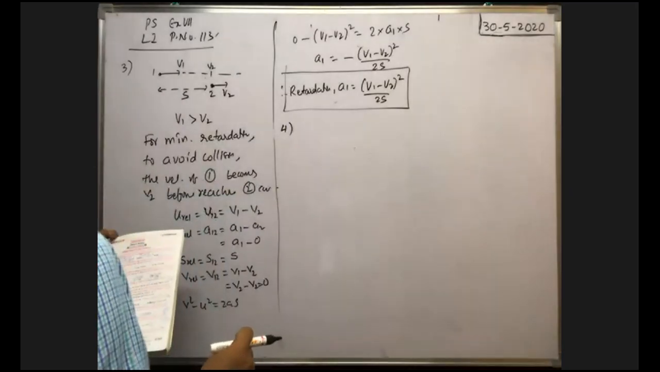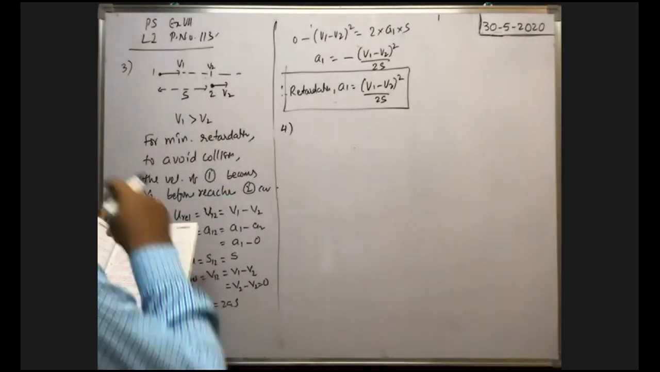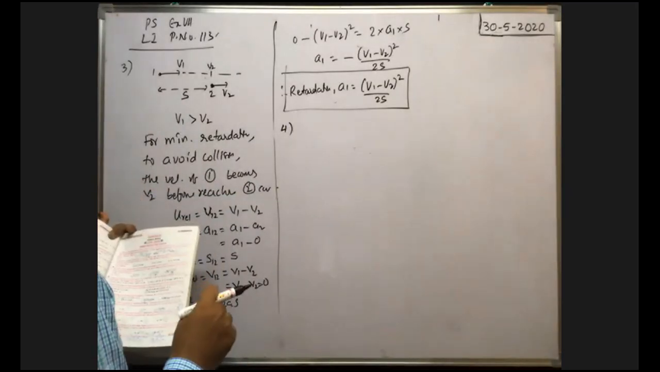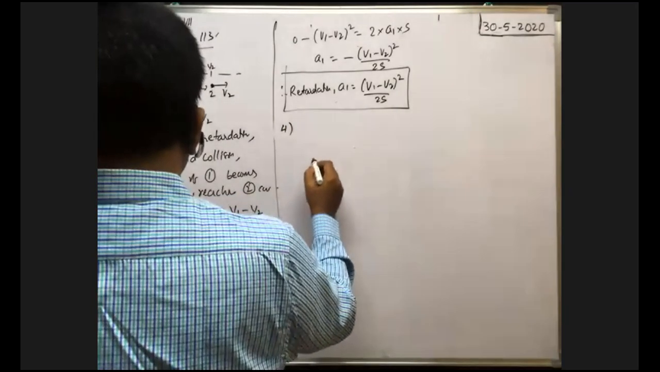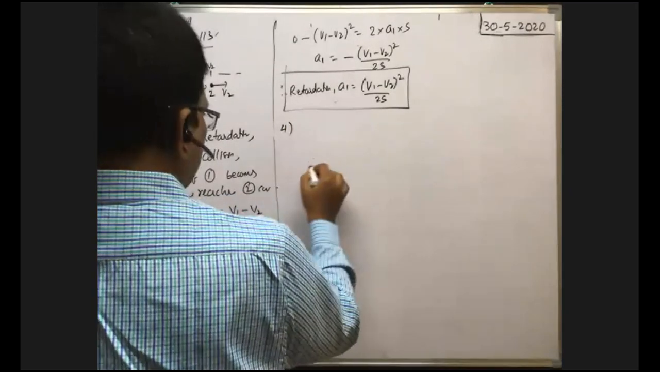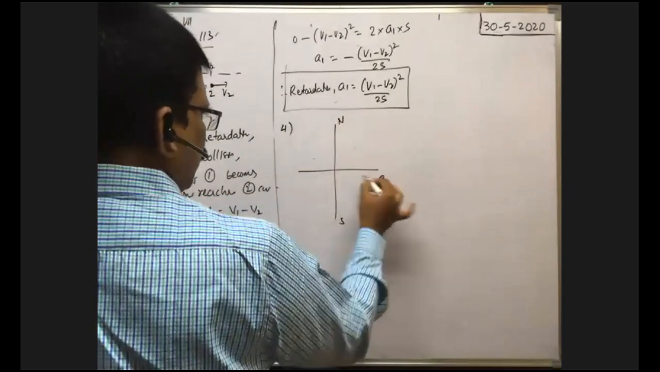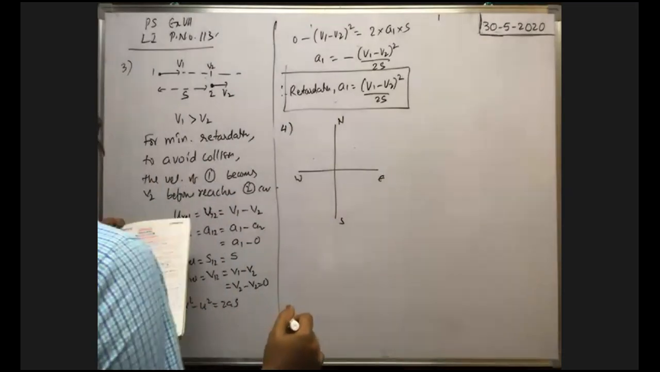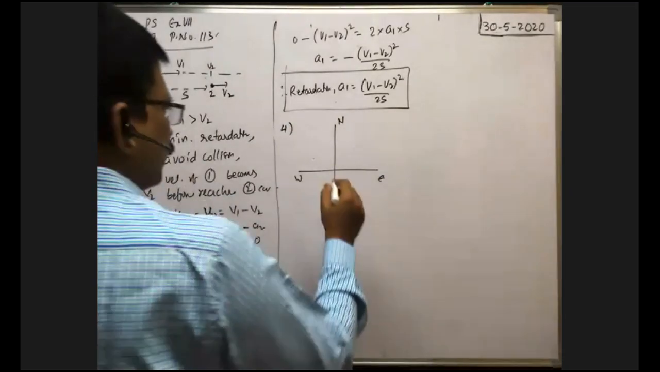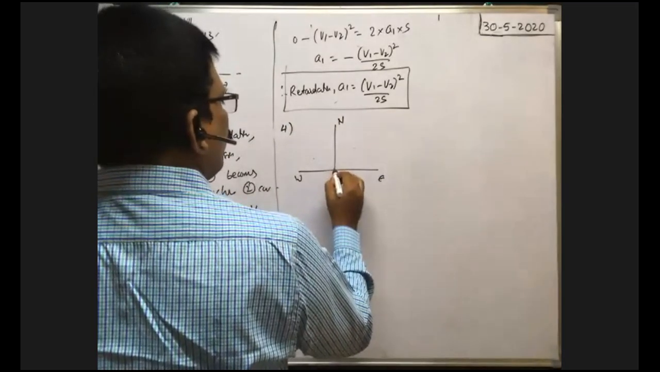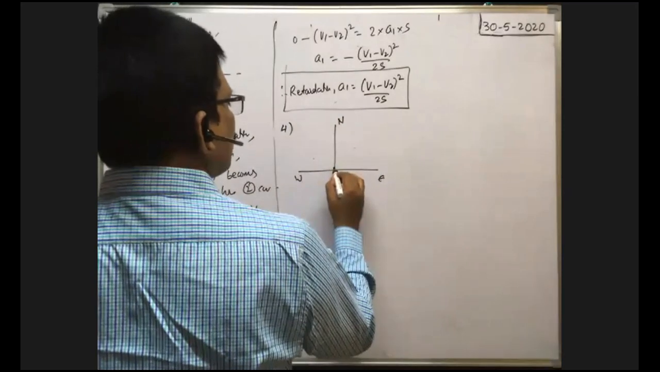A body moving with a speed of 10 meters per second due north takes a left turn. Here we have north, south, east, west, which represents the directions first. A body moving with a speed of 10 meters per second due north means one body moving towards north.